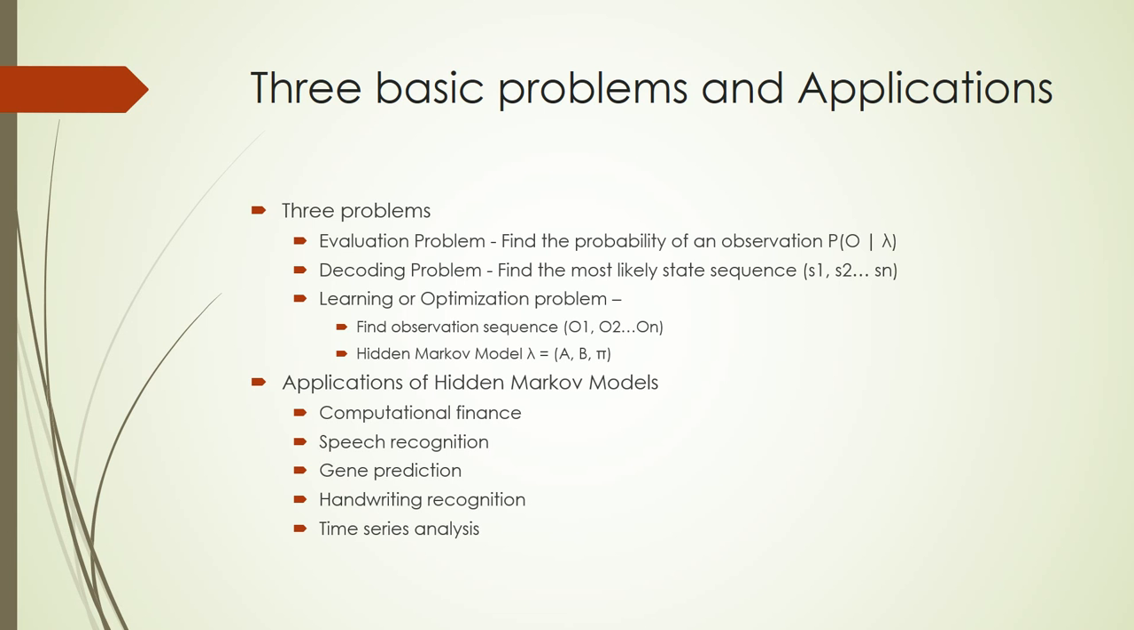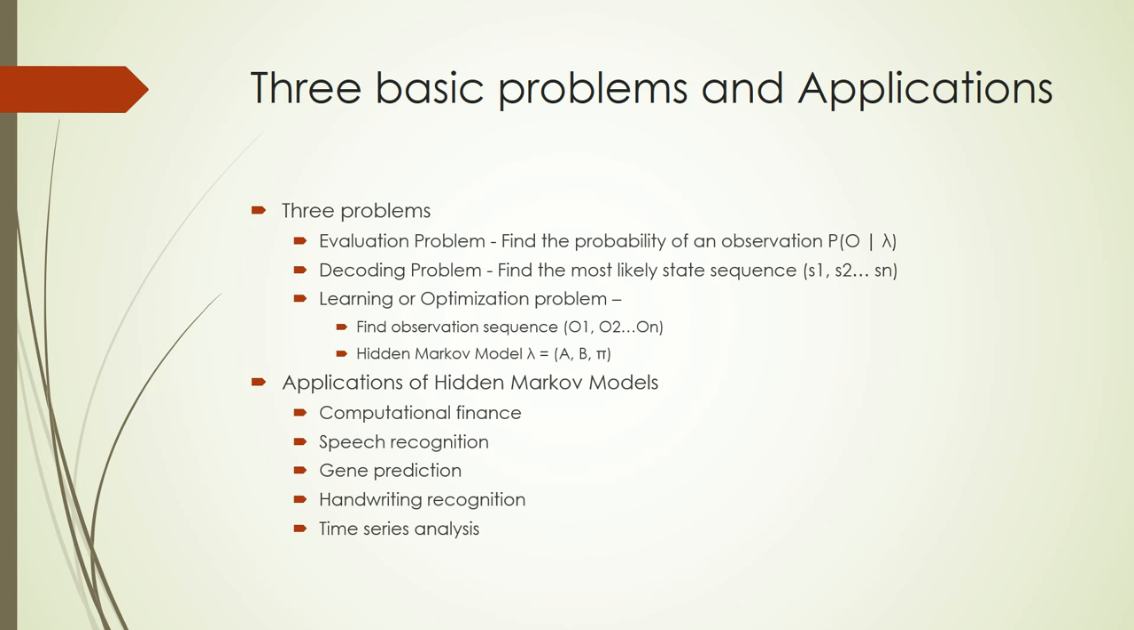The second one is, given the hidden Markov model lambda, a function of A, B, pi, and an observation sequence O, find the most likely state sequence, like S1, S2, S3 and so on. This is sometimes called the decoding problem. And the third one is called the learning problem or the optimization problem. The goal of this problem is to find the model lambda, a function of A, B and pi, that maximizes the probability of the observation sequence O1, O2, up to On.